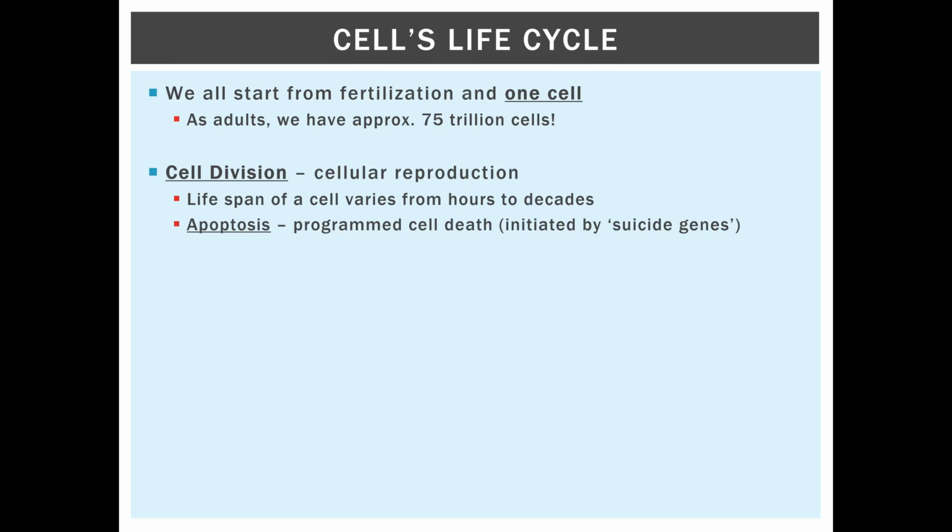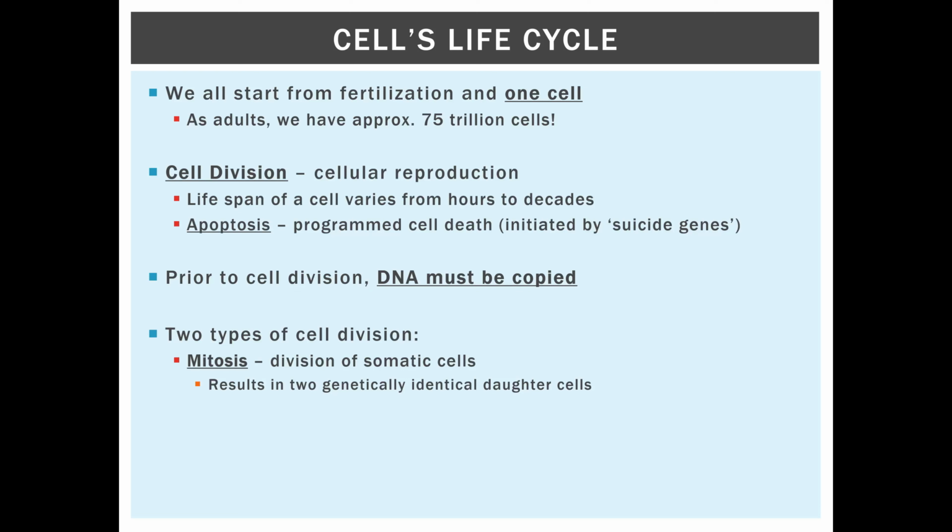So before a cell divides, DNA has to be copied. So remember, DNA is the master instruction manual for making all of the proteins. The two new cells that are made from a single cell dividing both need a copy of the instructions. Therefore, before you split a cell into two cells, you have to copy the DNA. There are two types of cell division.